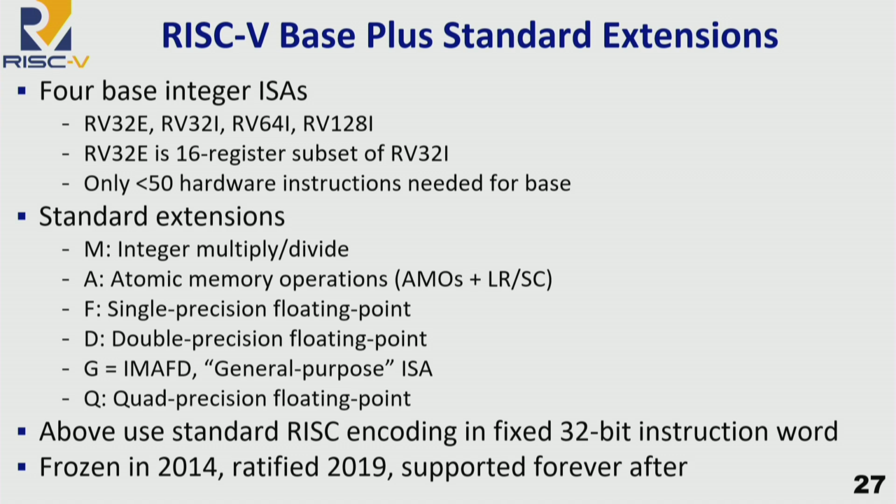Now, on top of that base integer ISA, you add these modules, which are the standard extensions. That includes integer multiply divide as an extension, atomic memory operations, single, double, and quad floating point. These letters indicate what else is added to the ISA. G is an abbreviation we use for IMAFD. It's meant to signify a general purpose ISA. And all of these use a pretty standard RISC encoding in a fixed 32-bit instruction word.